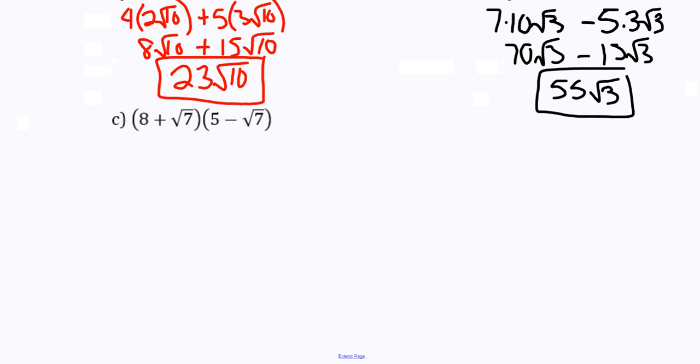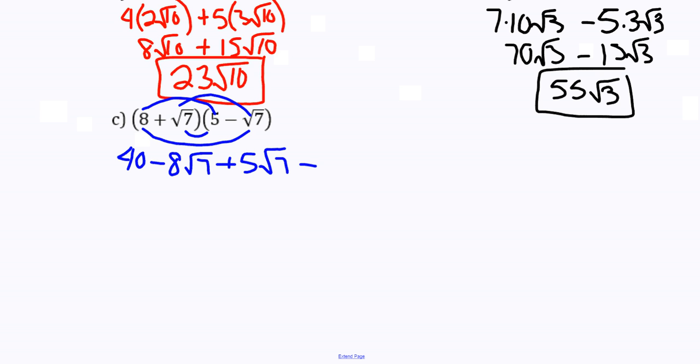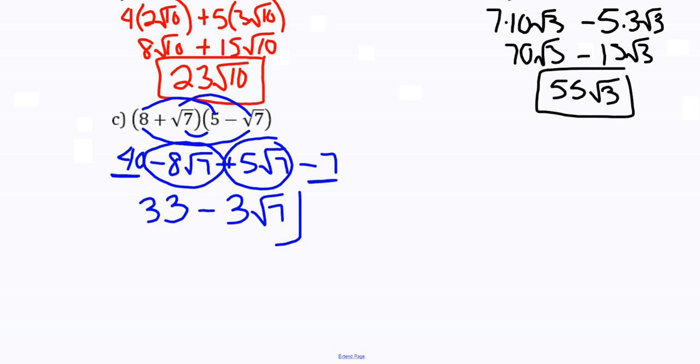In example C, I just want to multiply, but I've got a binomial times a binomial, so we are going to have to FOIL here. So 8 times 5 gives me 40. Outside's 8 times negative rad 7, so negative 8 rad 7. Inside's, this is 5 rad 7. And then the last, positive times negative is negative. Rad 7 times rad 7 is 7. So combining our like terms, I've got 40 minus 7 gives me 33. And then negative 8 rad 7 plus 5 rad 7 is going to be negative 3 rad 7. Okay, so there's some operations with radicals.